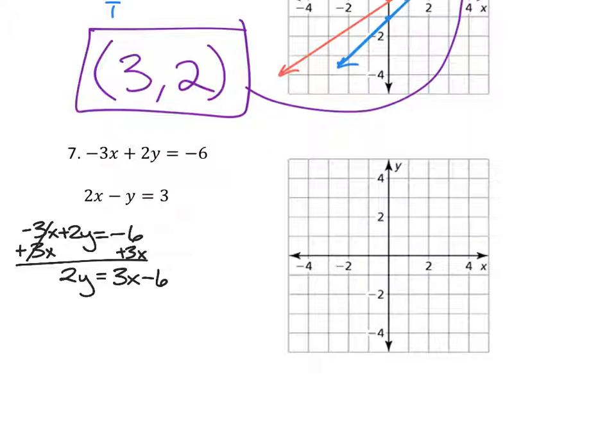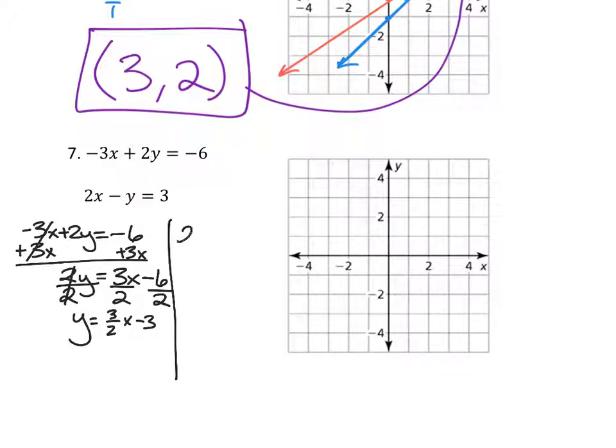Am I finished solving for y? No. What do I need to do next? Divide by 2. This would be y equal to 3/2 x minus 3. So there's the first equation written in the format where I know how to graph it. We just need to do the second one.